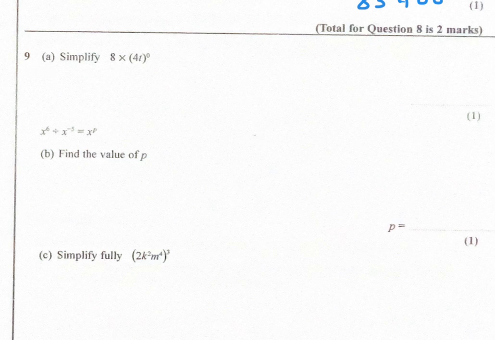9a, simplify. 8 times 4t power 0. 4t all power 0 equal 1. So 8 times 1 equals 8.